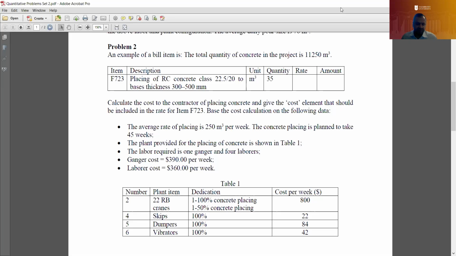And in this problem, you also have to do it for the time period which is given. So, for example, if you have to place the concrete, which is 11,250 cubic meter, and the average rate of placing is 250 cubic meter per week, then you can see that it is equivalent to 45 weeks of work.